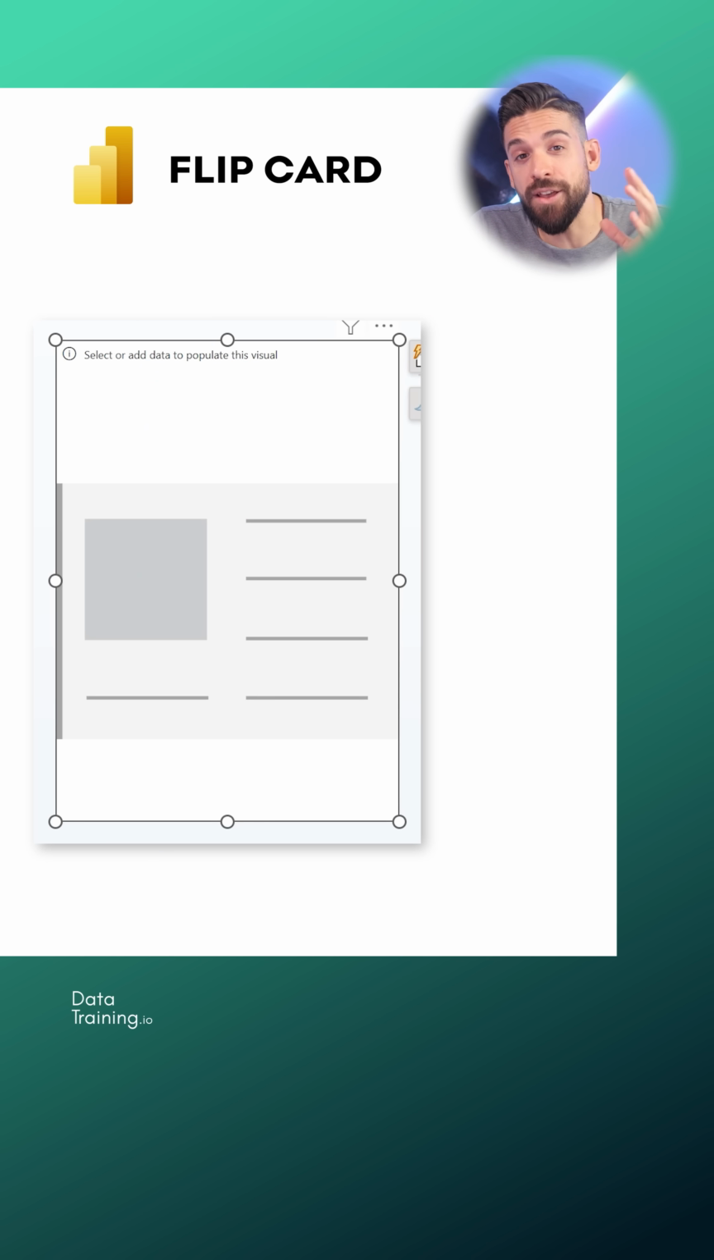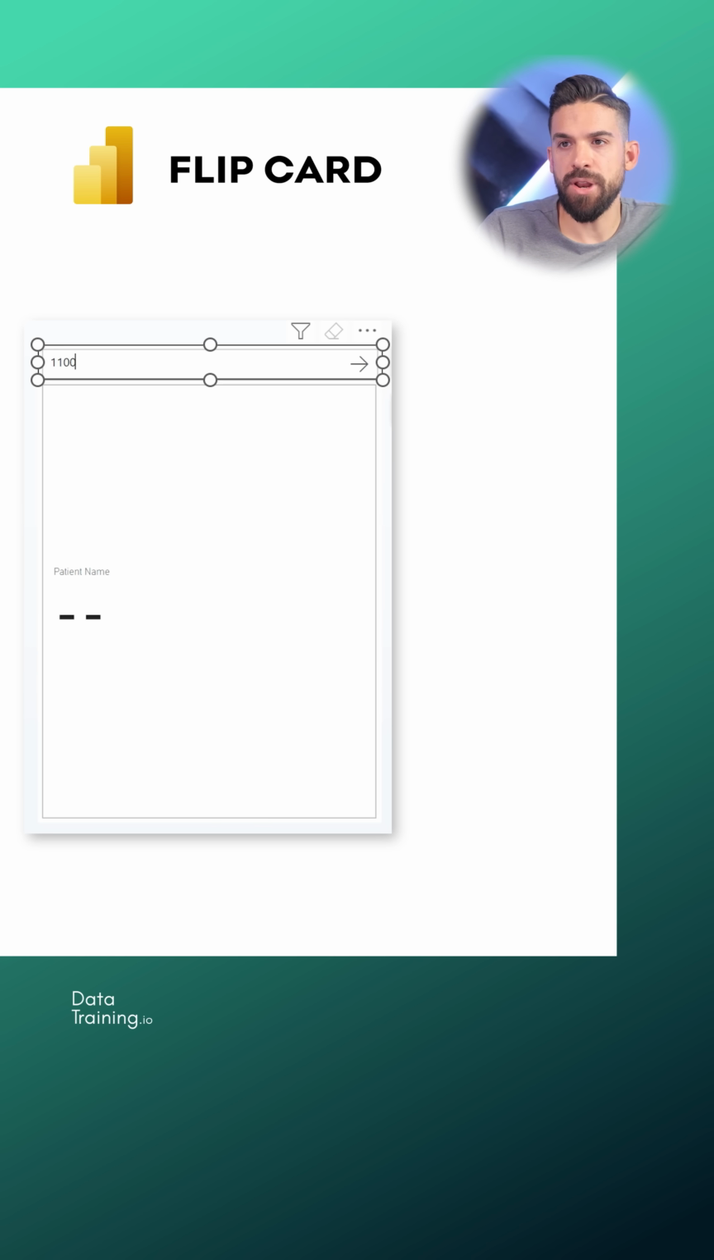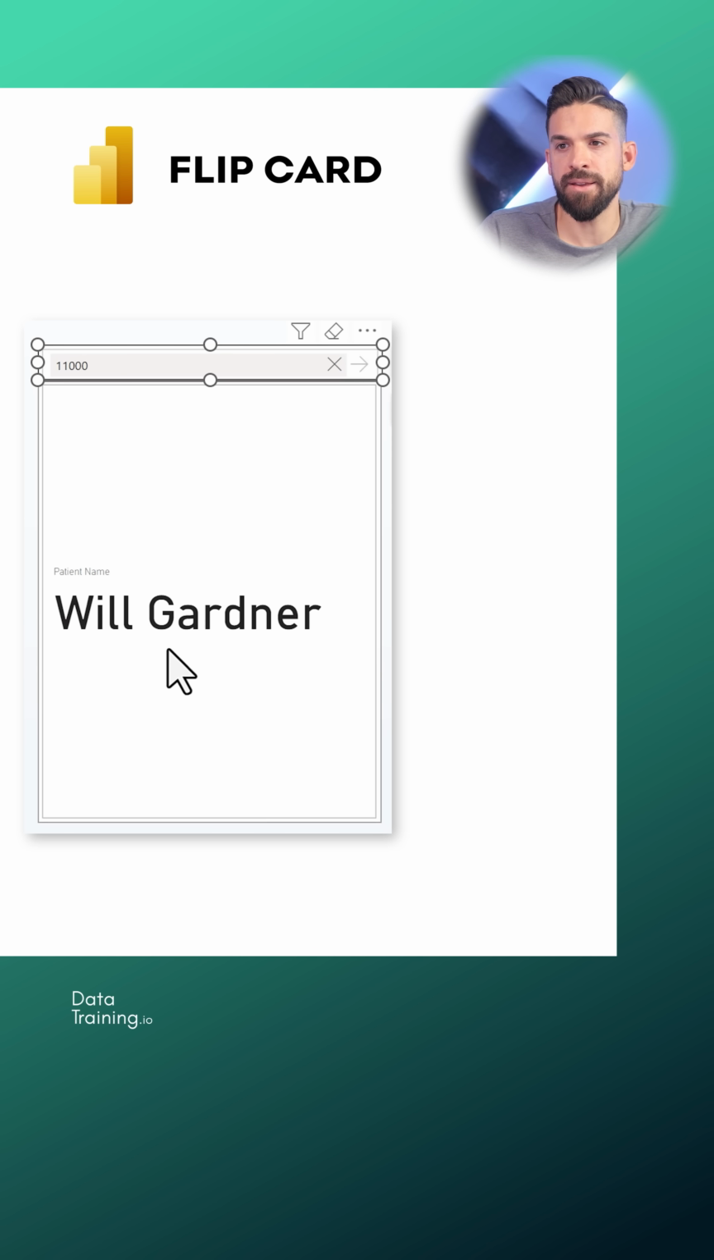So first of all, we need a new card visual. Now the next thing that we want to do is add the main information to the card. Let's see if that works. So I'm going to put in the patient ID 11,000, click on enter, and there you go, Will Gardner.